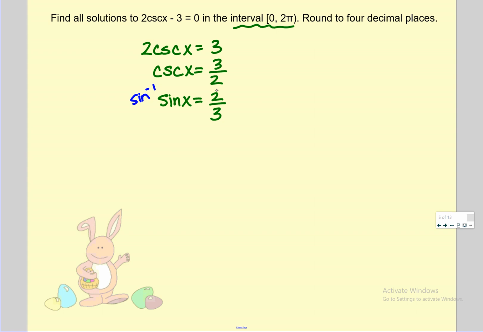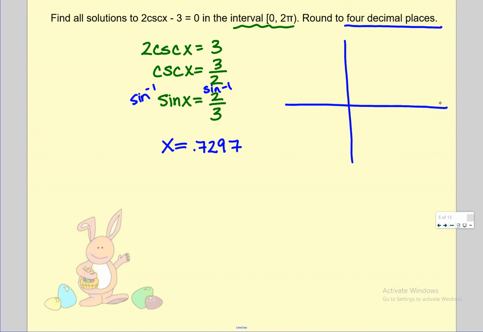Inverse sine, and it says, are you in radian mode? Did you change it? You didn't do that first. We want 4 decimal places in radian mode. Inverse sine of 2/3 to 4 decimal places is 0.7297, which is an answer in quadrant 1.